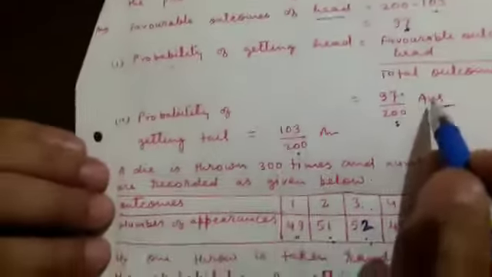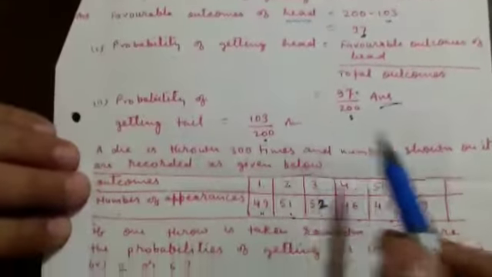This is our answer. In second part, we have to find out the probability of getting tail. That is also equal to favorable outcomes of tail upon total outcomes. So the favorable outcomes of tail is given, 103. So here we will write down 103 upon 200. This is our answer for the second part. Now children, we will see the next question number 5.